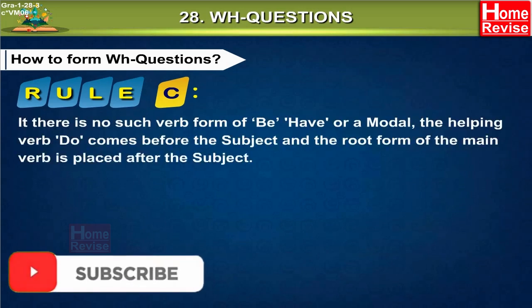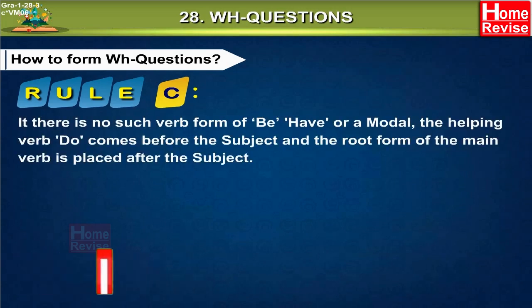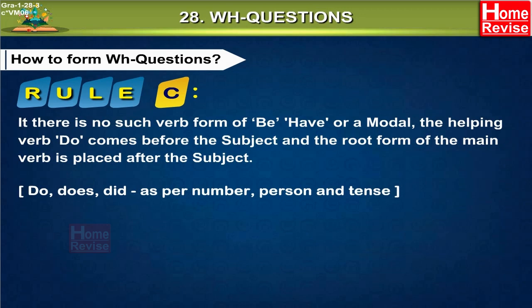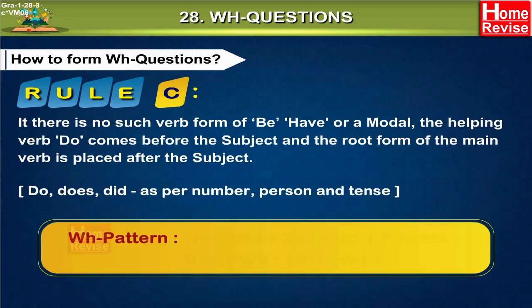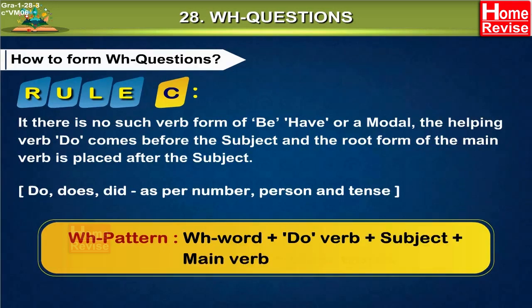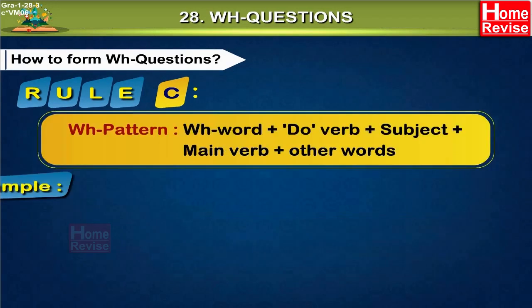Rule C. If there is no such verb form of be, have, or a modal, the helping verb do comes before the subject and the root form of the main verb is placed after the subject. Do, does, did, as per number, person, and tense. WH pattern: WH word plus do verb plus subject plus main verb plus other words.